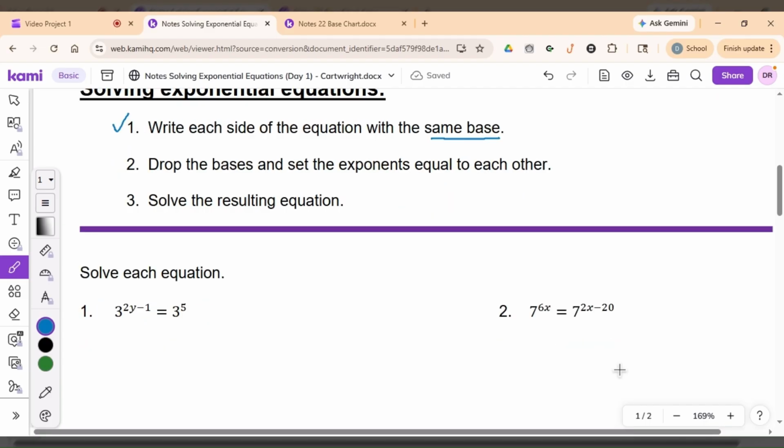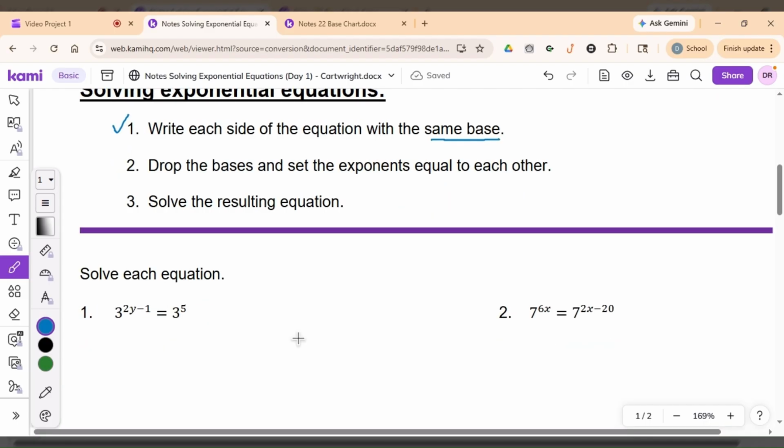When you look at number 1, when we say write your equations to have the same base, what we're saying is this. You have your equal sign here in the middle, and on each side of the equal sign, you see the number 3. And 3 is called the base of this expression, the part underneath the exponent. And what we see is the left side has a base of 3 and the right side has a base of 3. They both have the same base.